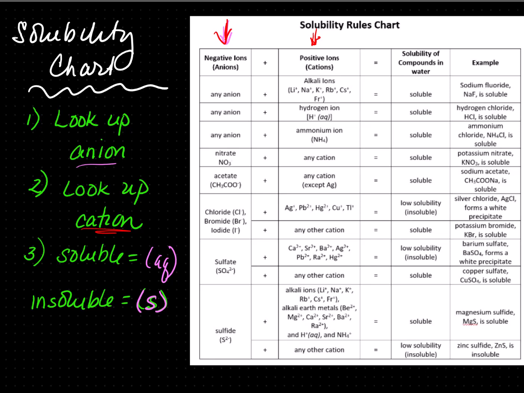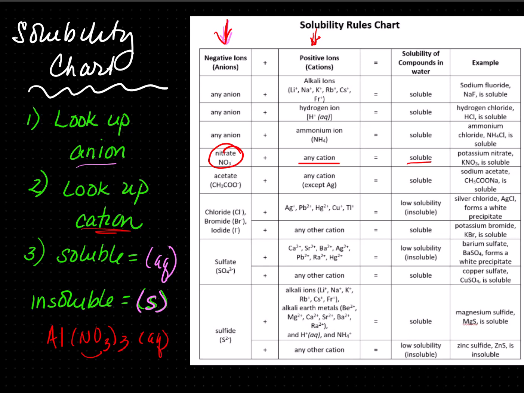So for example, if we have aluminum nitrate, which is Al(NO3)3, I look up, number one, the anion, which is nitrate. If I look up nitrate, which is right here, then I go look up the cation. The cation says any cation, it is always soluble. So that means this will get an AQ.